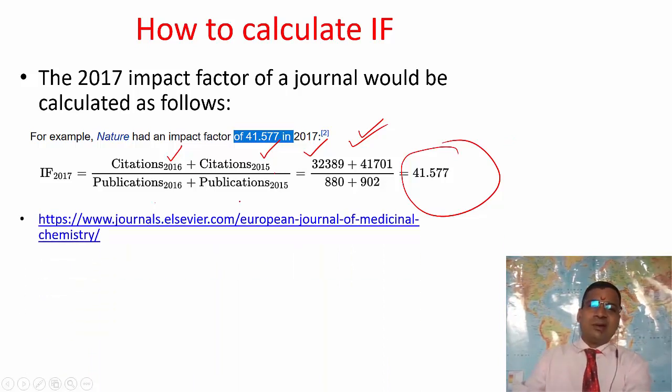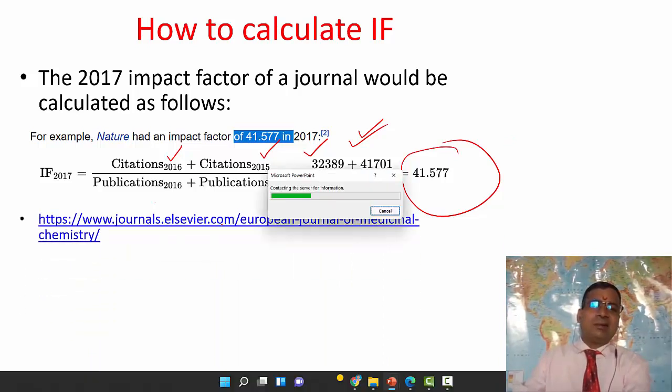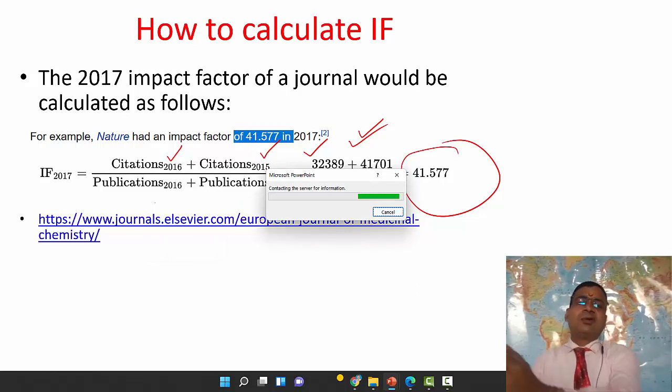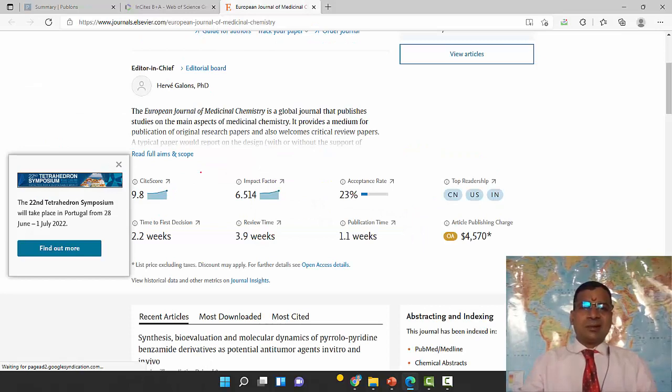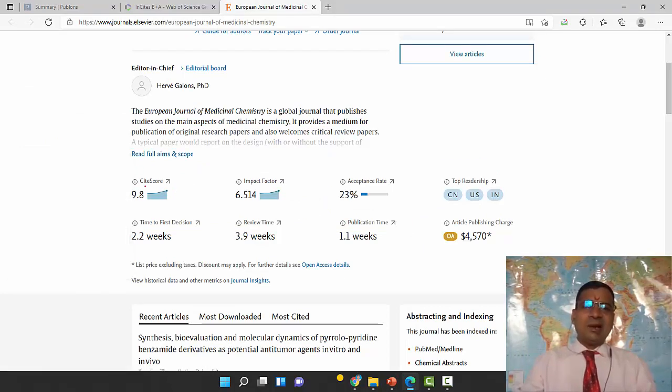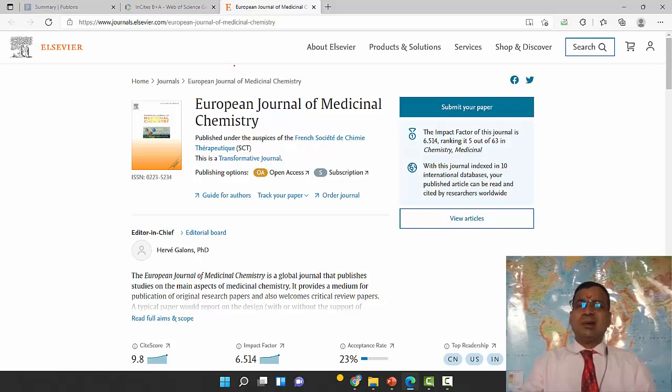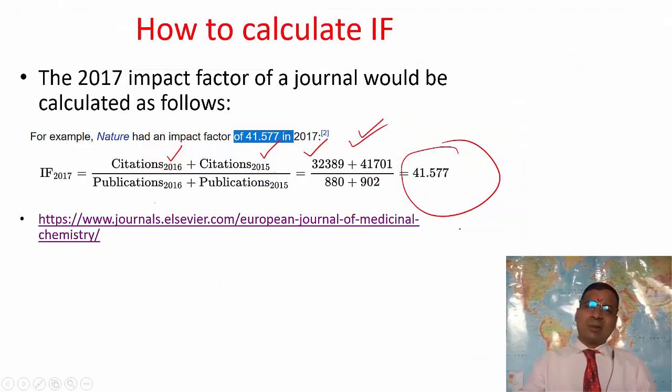Here you can see if I click here, you will go towards the Elsevier site. If the journal is providing such type of information, CiteScore is there, impact factor is there, acceptance rate is there, then time to first decision, review time, publication time, and some other important information, at that time, that journal is providing the realistic impact factor.